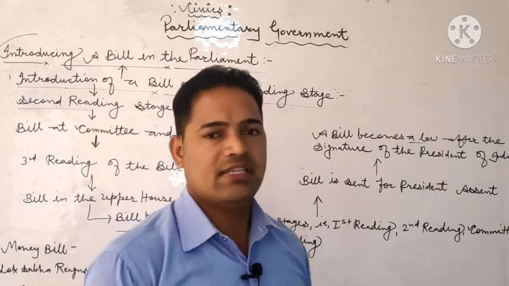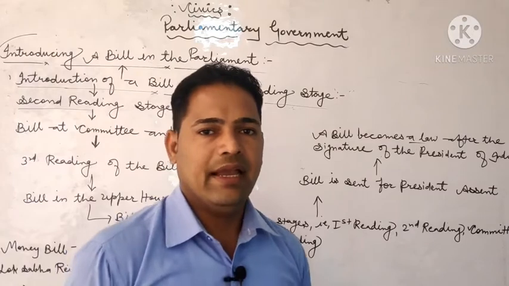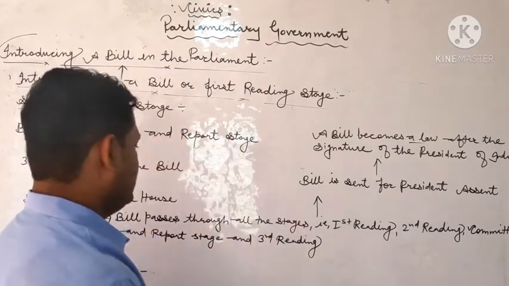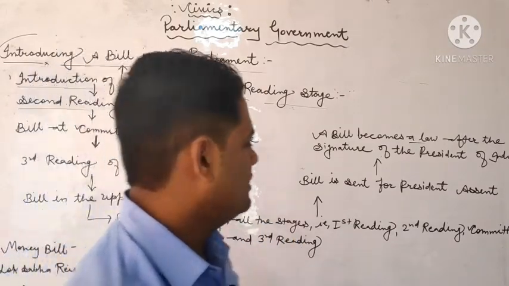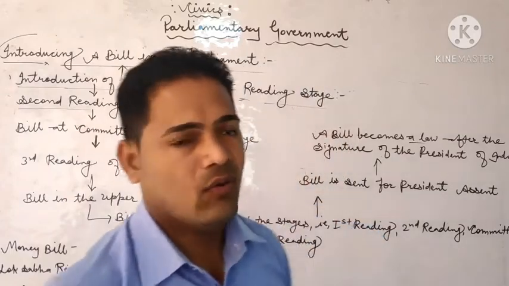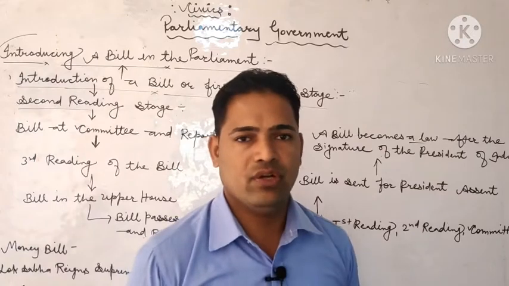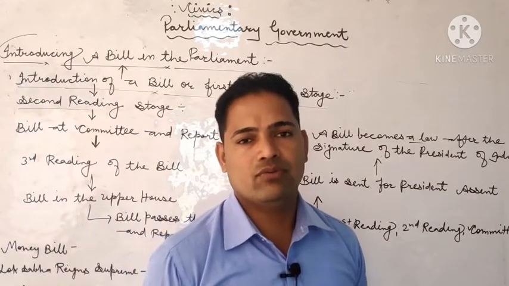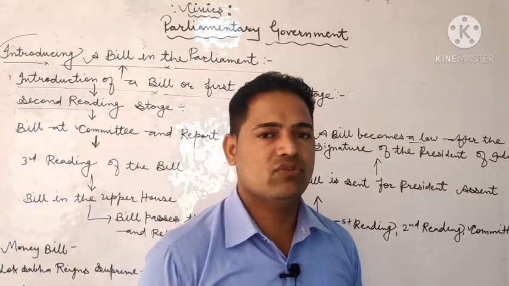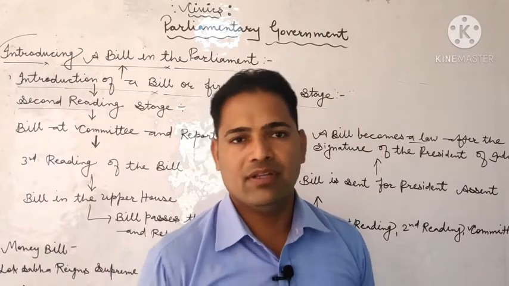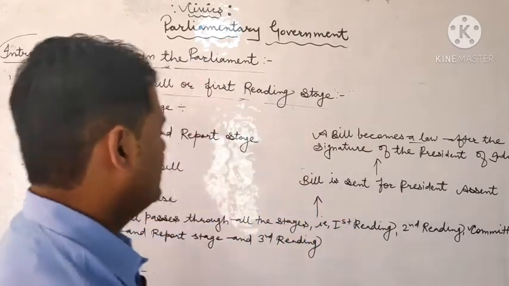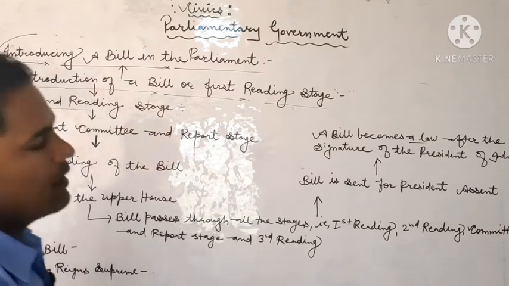If members of both houses, Rajya Sabha and Lok Sabha, agree, then again the bill passes all three stages, and the bill is sent for the president's assent. Once the signature of the president is there, the bill is changed into a law, and that law we all have to follow, it is compulsory, it is a must. If you are not following that, you know well what the consequences are. So this is regarding the bill.